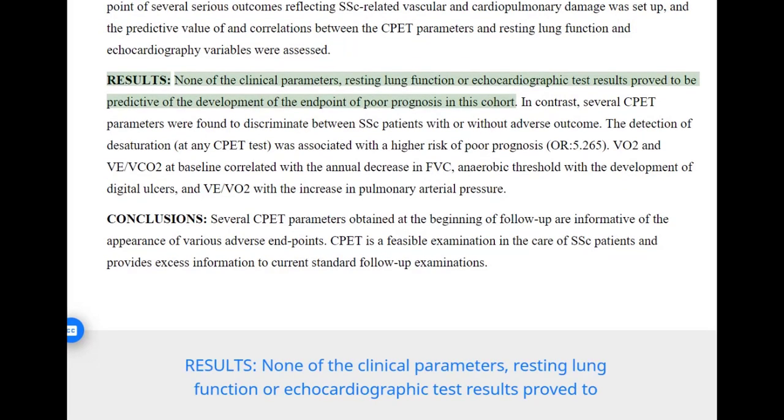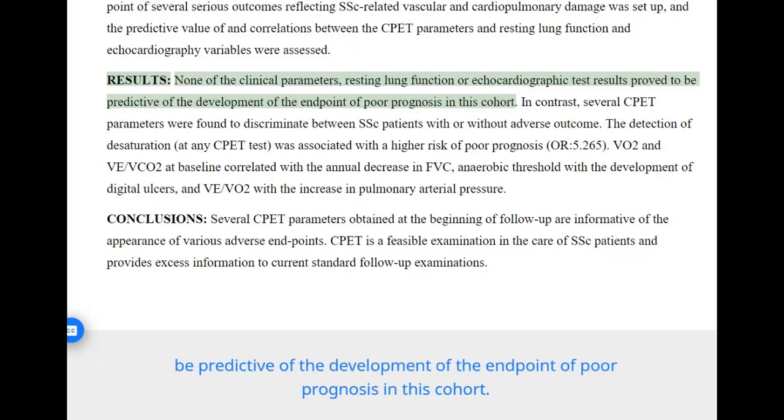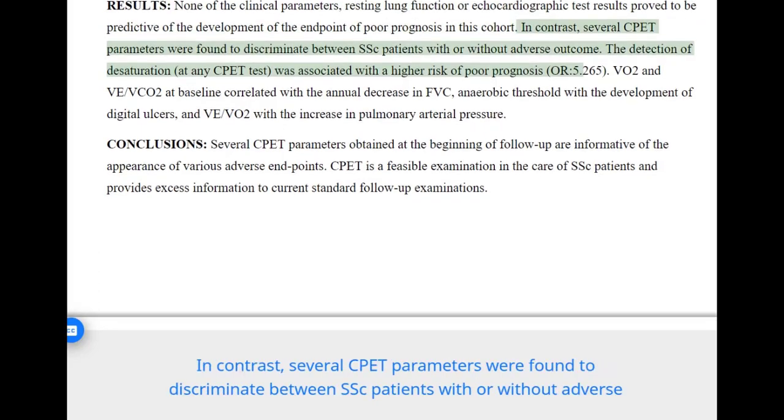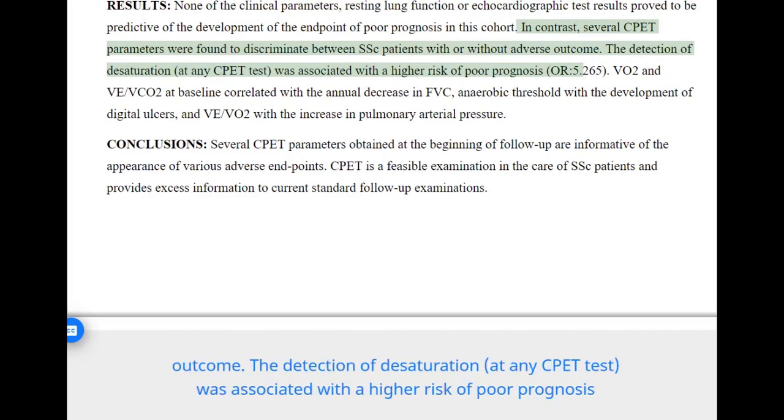Results: none of the clinical parameters, resting lung function or echocardiographic test results proved to be predictive of the development of the endpoint of poor prognosis in this cohort. In contrast, several CPET parameters were found to discriminate between SSC patients with or without adverse outcome.